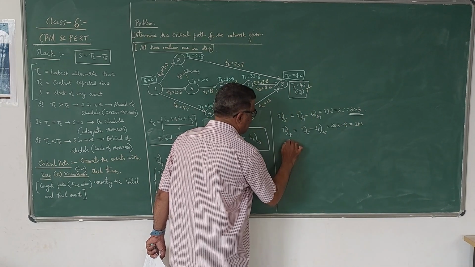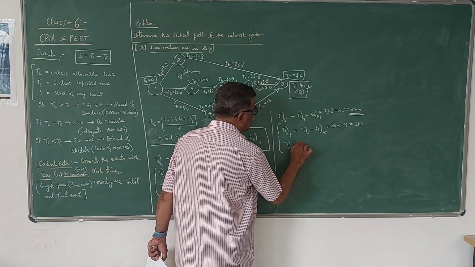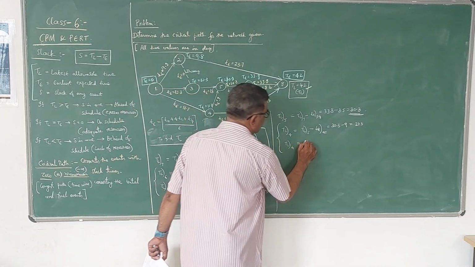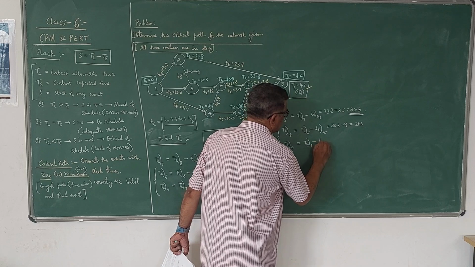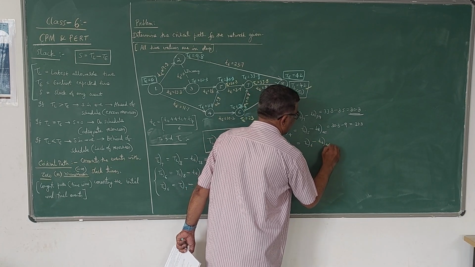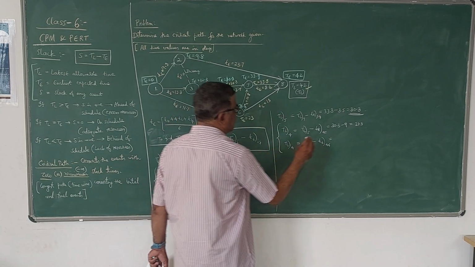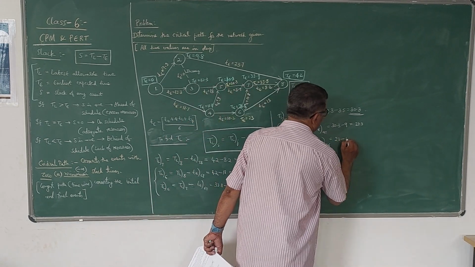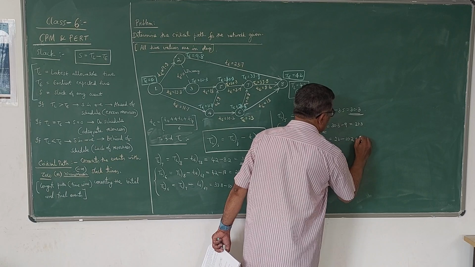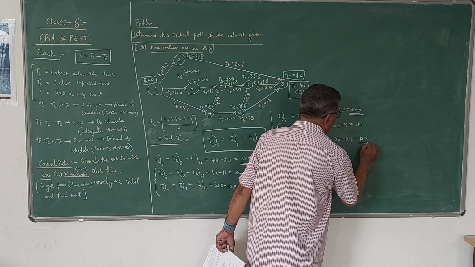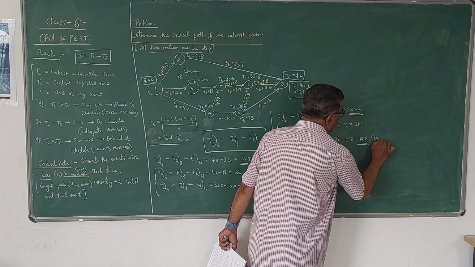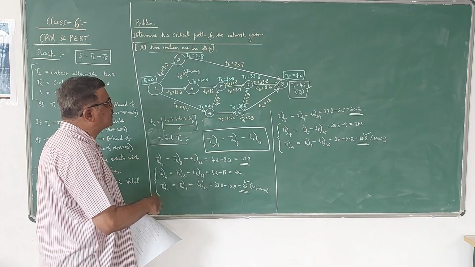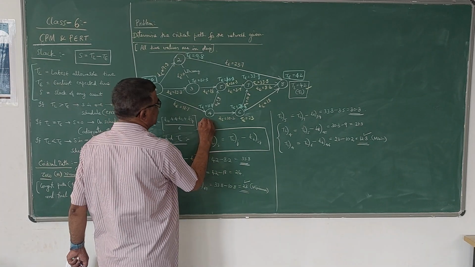Next, TL4 can be found using another path. Another path is this 6. TL6 minus TE of 46. TL6 is 23 minus 10.2. What is the answer? 12.8. So among these two, the minimum is 12.8. So TL4 is 12.8.